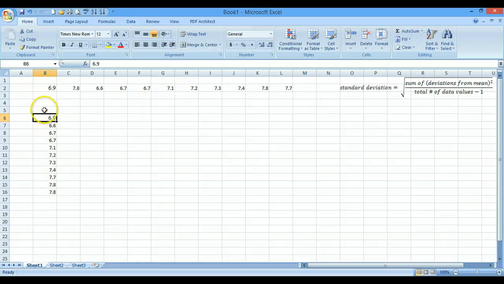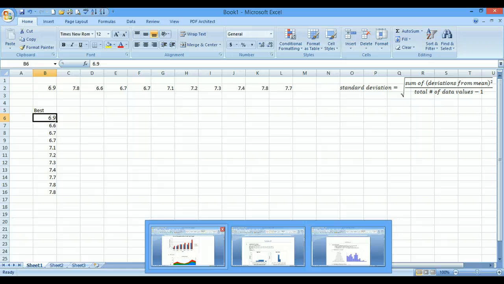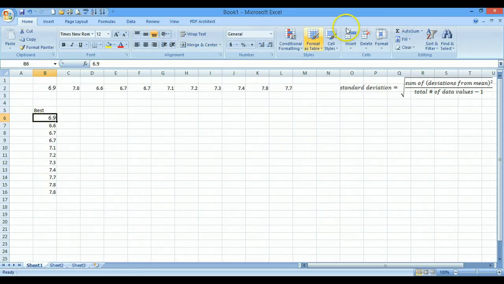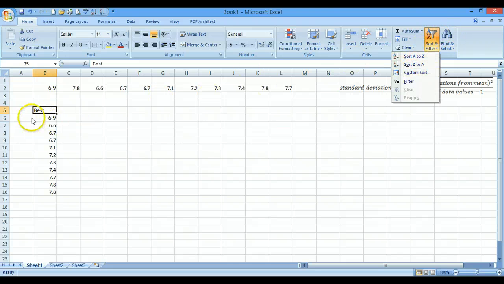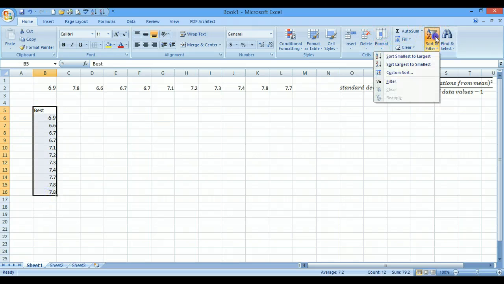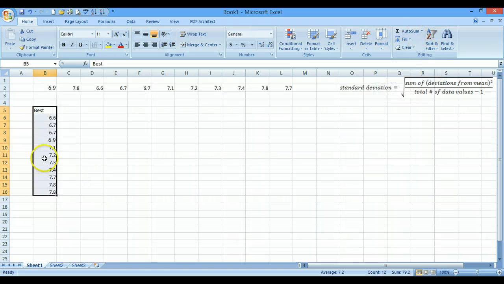Now we can sort this. Let's say this is Best Bank. I think it was Best Bank. Yep, Best Bank. And I want this sorted from small to large. There we go.